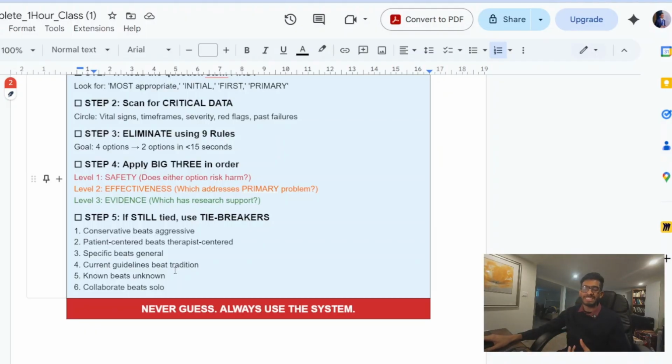So never guess. Always use the system. Keep this in your brain, heart, I don't know, keep this printed, stick it on your forehead, whatever. This system is going to help you like nothing else for clearing this NPTE and getting the life that you always dreamed about. All these years of hard work come down to this. This clinical reasoning method will really help you, because it helped me.